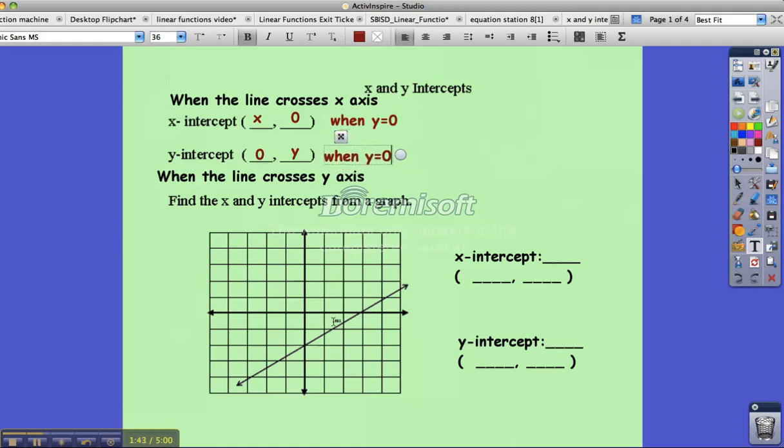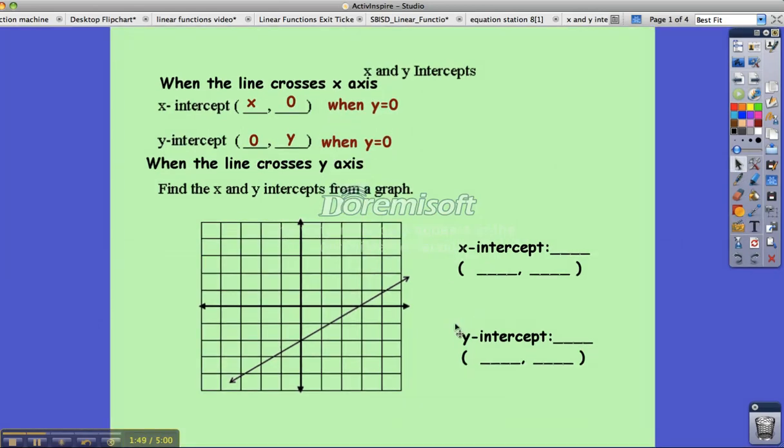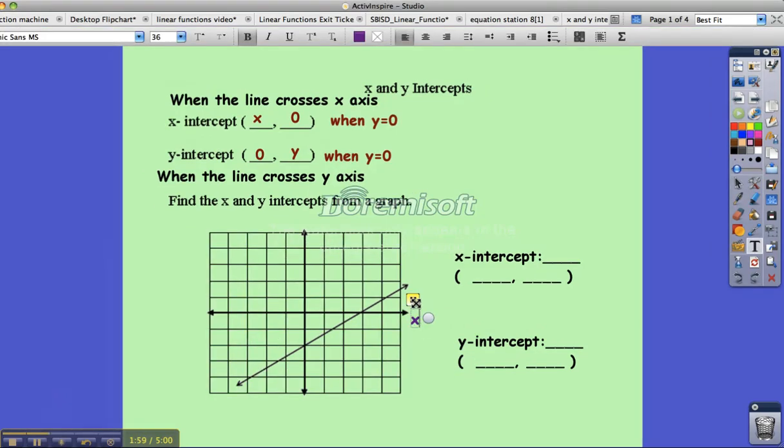So we're going to go ahead and look for the x and y-intercepts using a graph right now. If you think that you can do this by yourself, you can pause this and try it and then unpause it. So the first thing we're going to look for is my x-intercept. I want to look at my x-axis, the one that goes side to side, and find when the line crosses this x-axis.